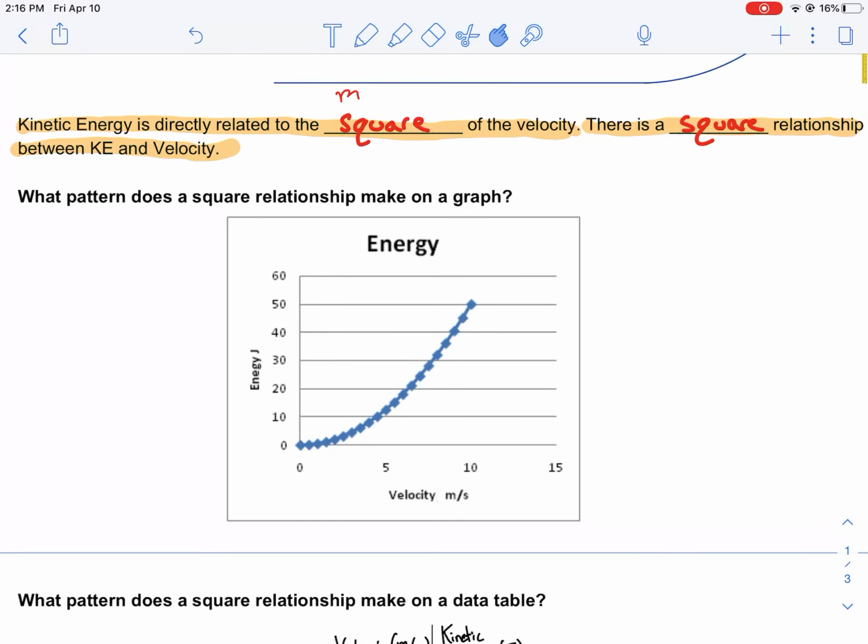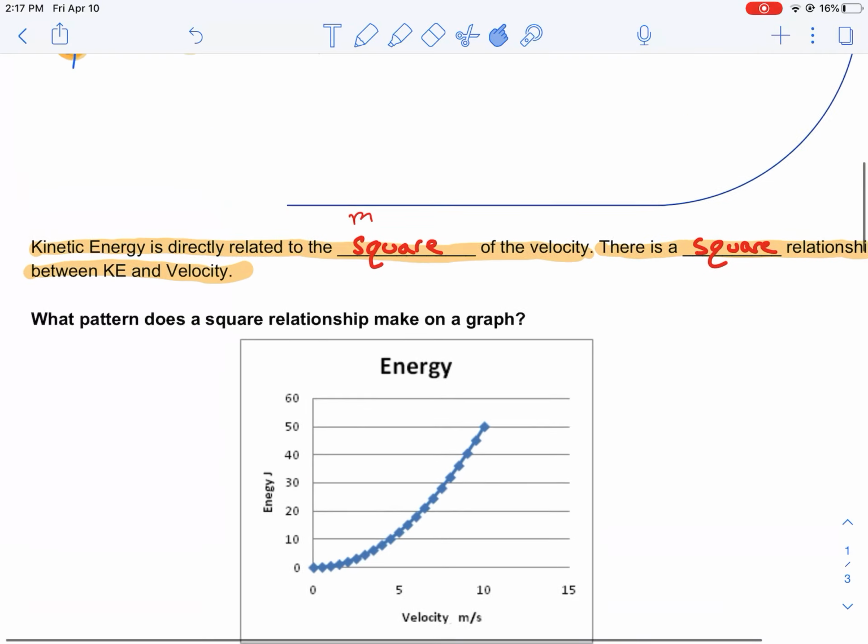Let's look at it on a graph real quick. What pattern does a square relationship make on a graph? Let me just pause this video now, and I'll make two parts. That way it'll divide it up a little bit easier.